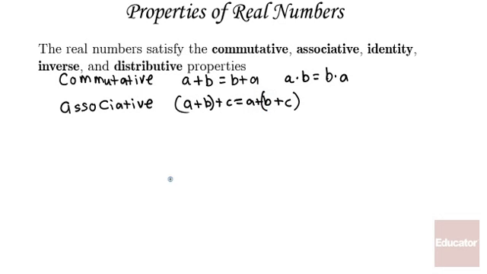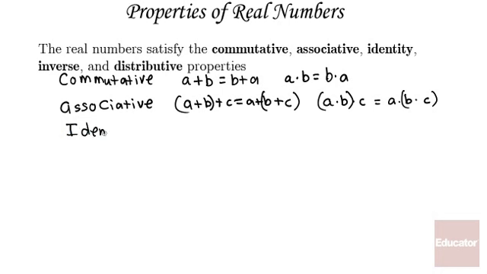The same holds true for multiplication. If I have a times b times c, that equals a times b times c. And it doesn't matter if I decide to group it like this or like this, if I multiply these first or these first.